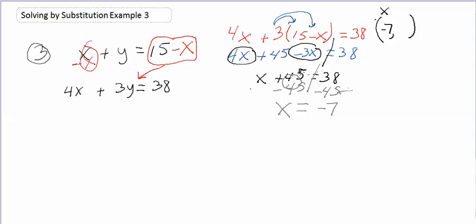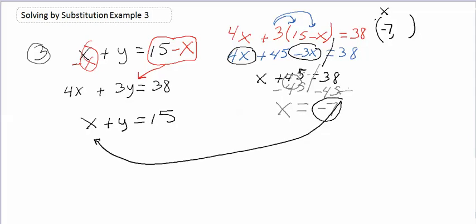So now I've got to figure out what my y is. And what you need to do is, again, substitute it into one of the original equations. And again, I'm going to go with the easiest one. So the easiest equation that I have is the one where I moved my x and got y by itself. I'm going to take this negative 7 right here, and I'm going to substitute it for this x. So now I have negative 7 plus y is equal to 15.